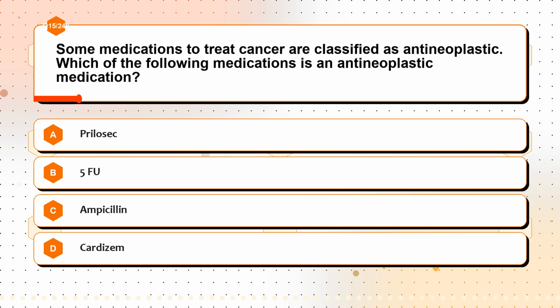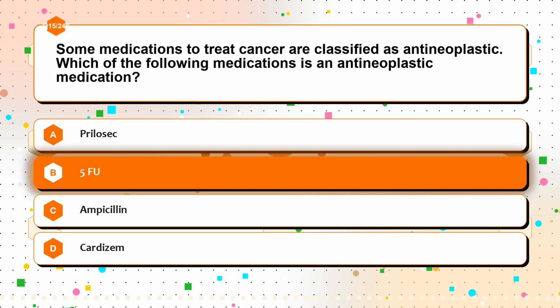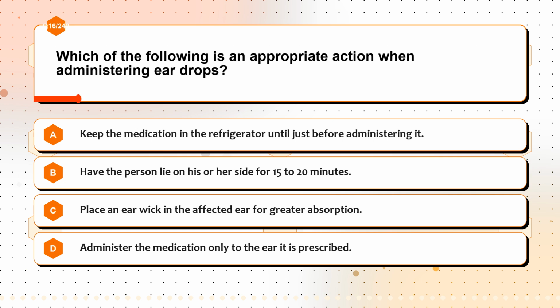Question 15. Some medications to treat cancer are classified as antineoplastic. Which of the following medications is an antineoplastic medication? Here are the options. Option A, Prilosec. Option B, 5-FU. Option C, ampicillin. Option D, Cardizem. The correct answer is option B, 5-FU.